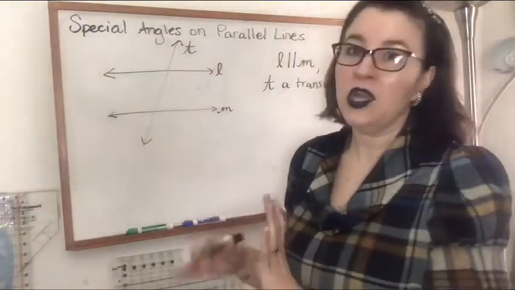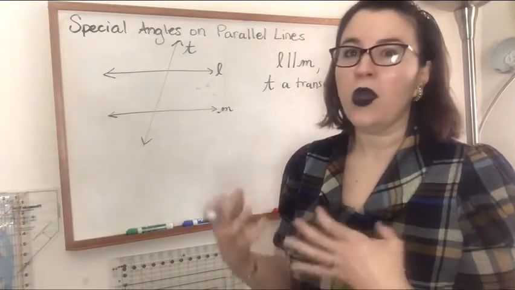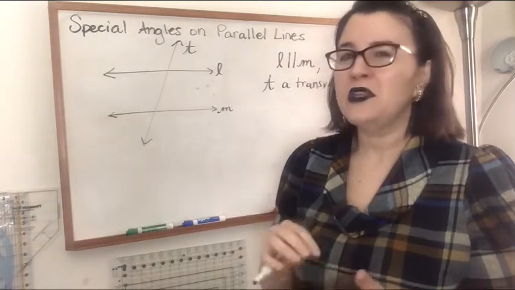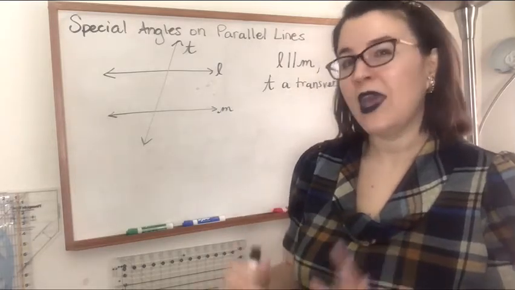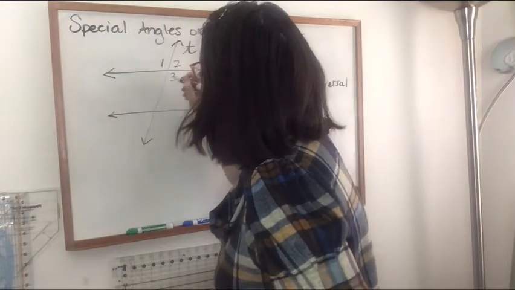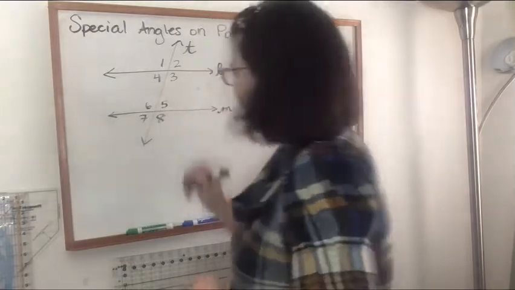Now, I'm just going to number these. The numbering order doesn't particularly matter, so don't get caught up in like, oh, angle 1 and angle 4 are always this. It's going to be dependent upon how they're labeled because it's location that makes the difference. So I'm just going to call this one 1, 2, 3, 4, 5, 6, 7, 8.